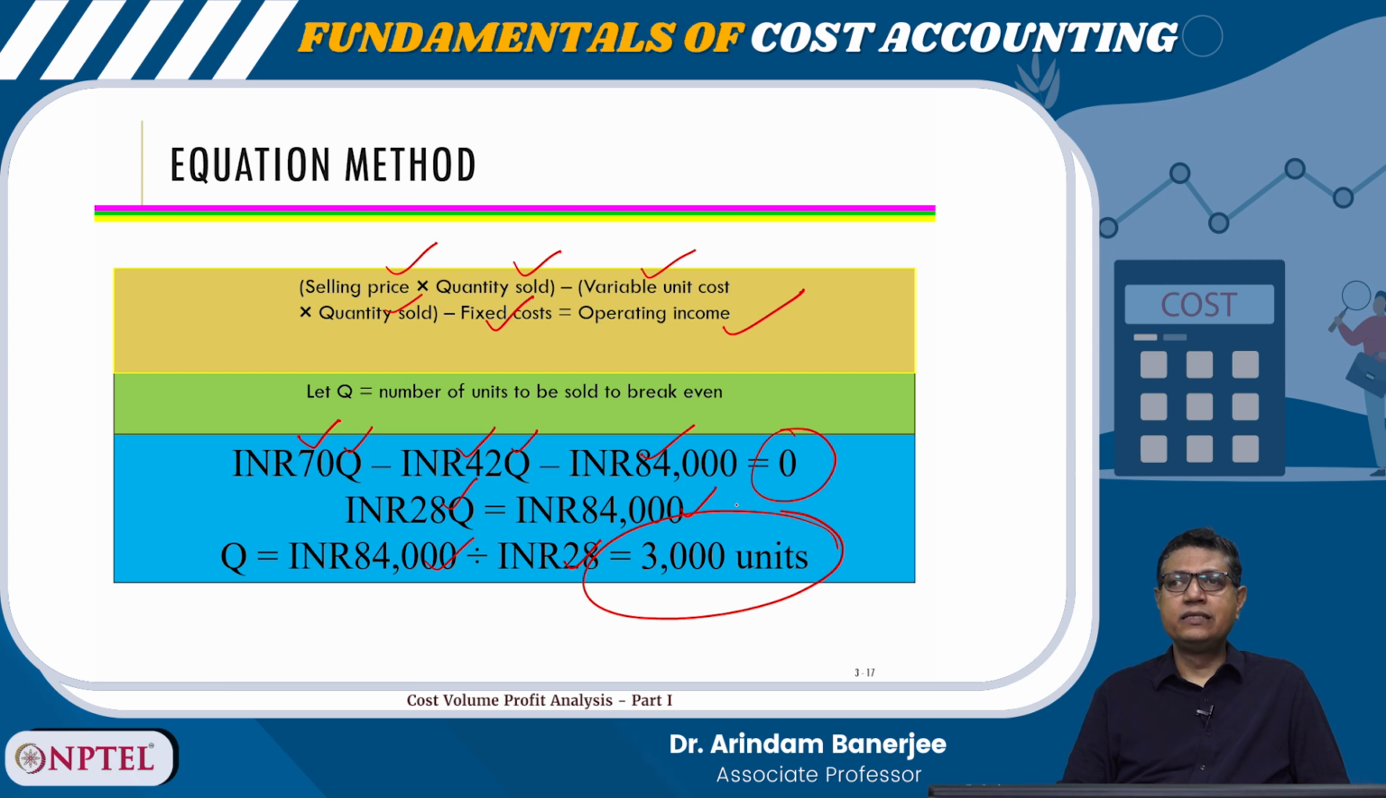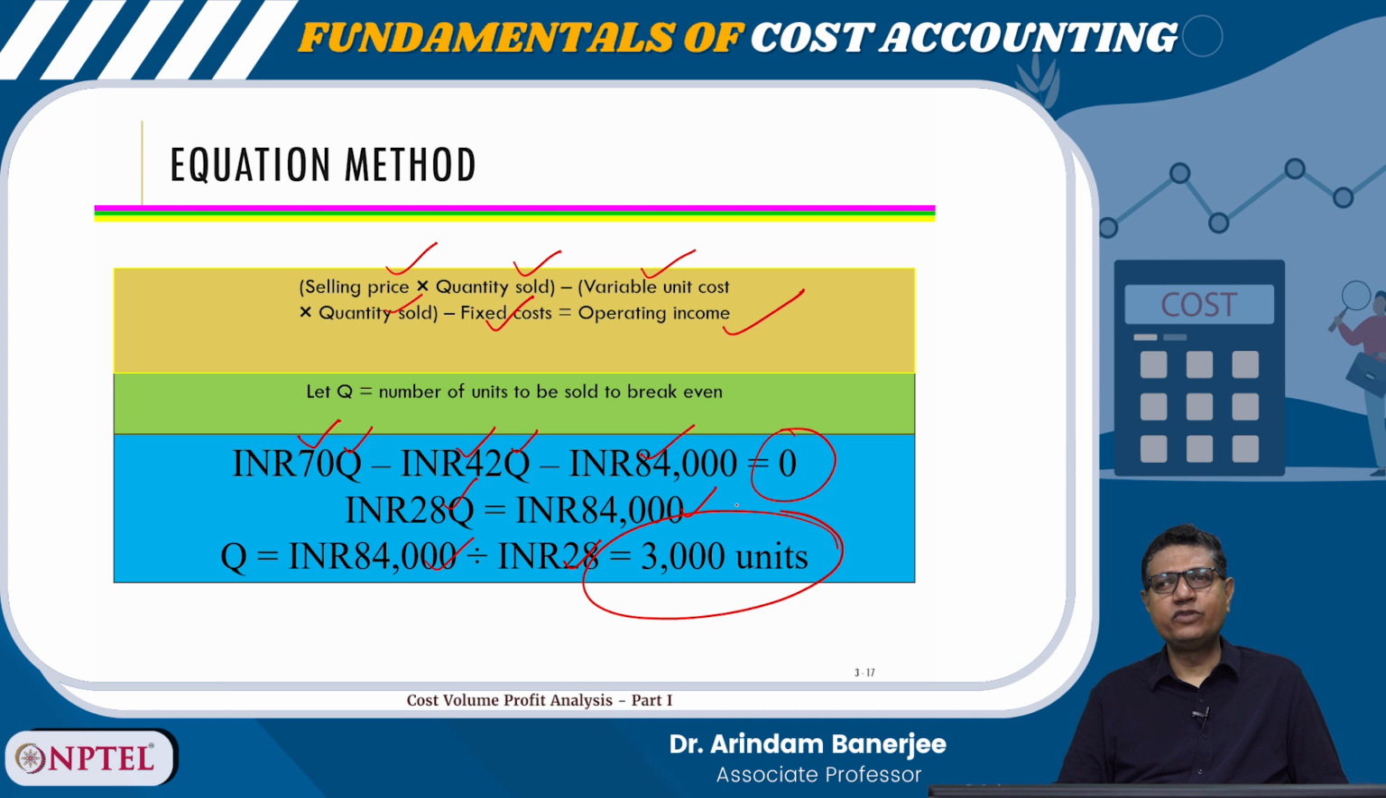What does it mean? What does it signify? It signifies that if the company produces and sells 3000 units, then the company will reach the no profit, no loss point in the short term, right. In other words, I can say the company will start making profit only after its production level and sales level crosses 3000 units. As we have seen earlier, when the company is producing and selling 2500 units, the company is incurring a loss, right.